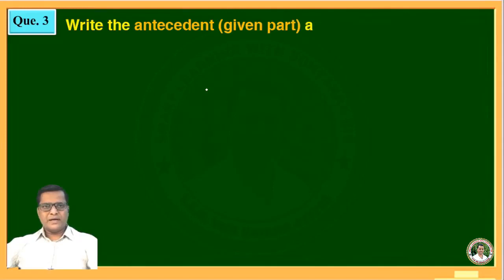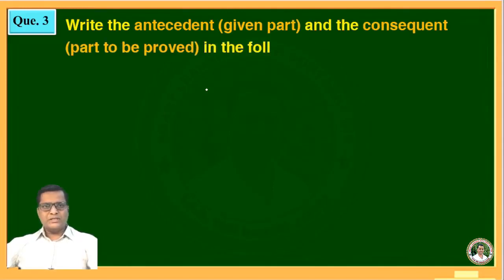The third question is, write the antecedent, that is the given part, and the consequent, that is the to-prove part, in the following statement.